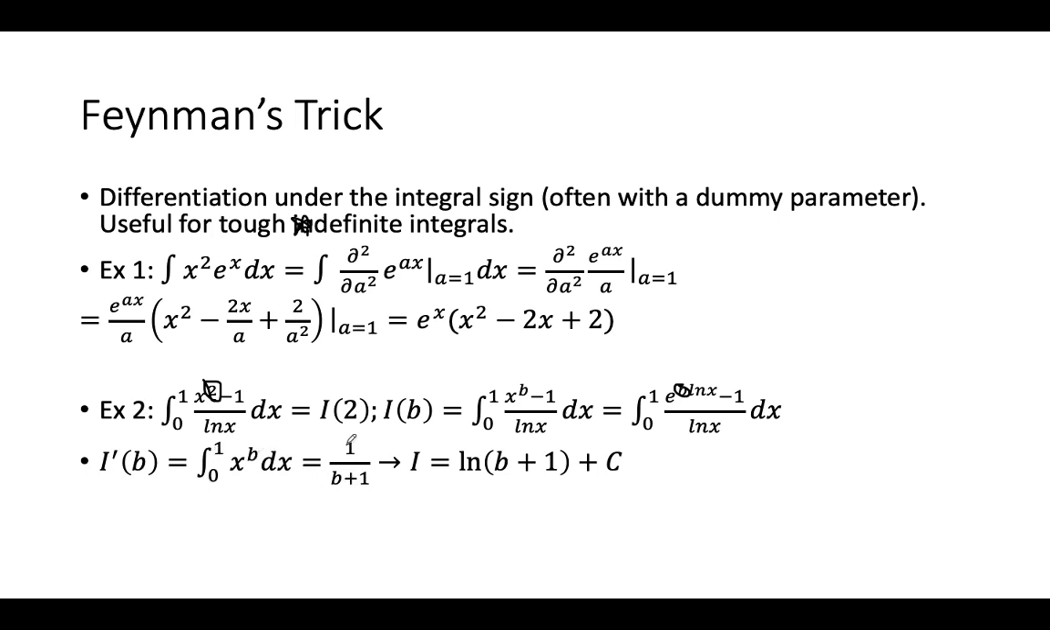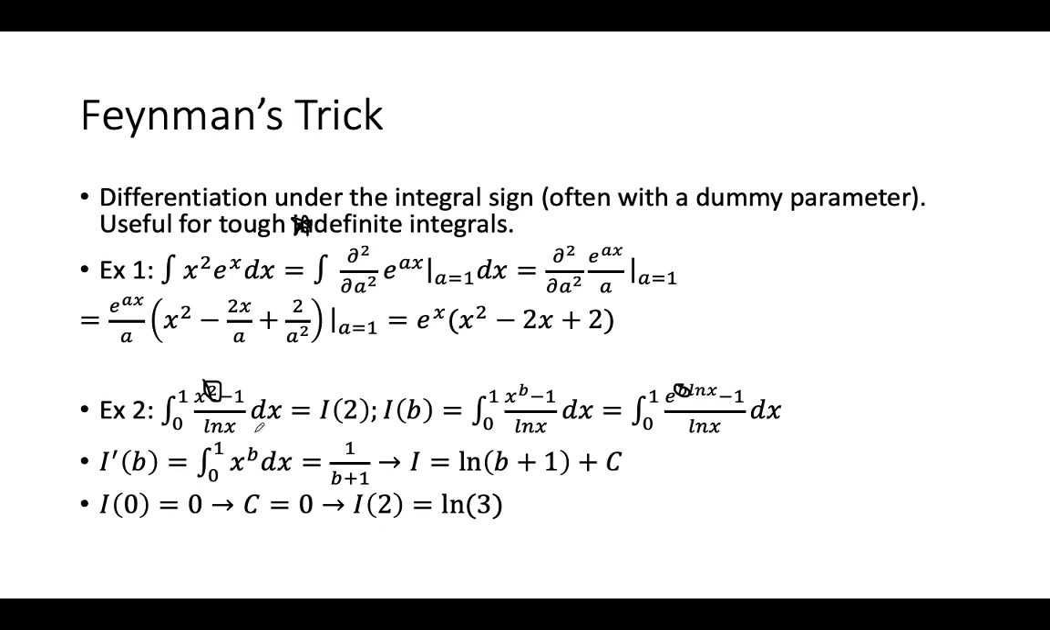That's just going to be 1 over b plus 1. This is I prime of b, dI/db. So I of b is just ln of b plus 1 plus a constant. Then we know that if b is 0, you have 1 minus 1, 0, and the integral of 0 is 0. So I of 0 is 0. That tells us c is 0. We solved for c, our integration constant. And that tells us that I is ln of b plus 1, so I of 2 is ln of 3. So this integral here is just natural log of 3.